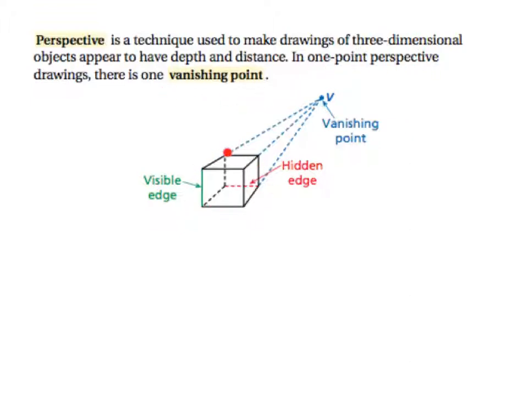So here's our 3D object, right? And if you look at it at a certain perspective, there's going to be a vanishing point. Just think about like you can't see it. If you're looking this way, it's a vanishing point. So if it's a one-point perspective, it only has one vanishing point.